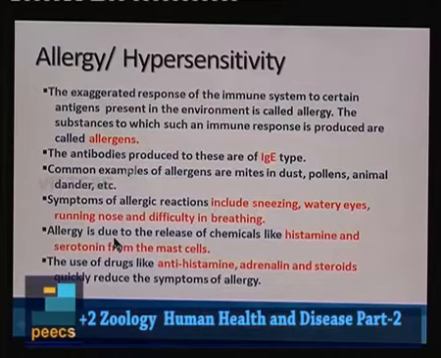So, they are responsible for these allergic symptoms. And how can you reduce these symptoms? All these symptoms of allergy can be reduced by introducing antihistamines. So, against histamine we are introducing antihistamine, adrenaline and steroids. By introducing these drugs we can reduce the symptoms of allergy.